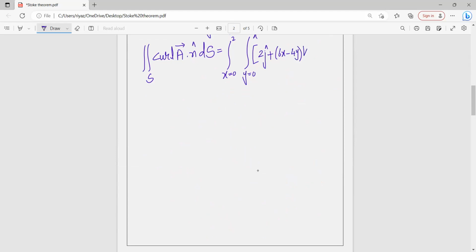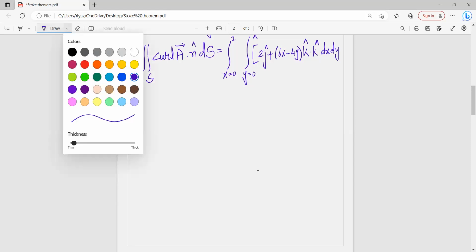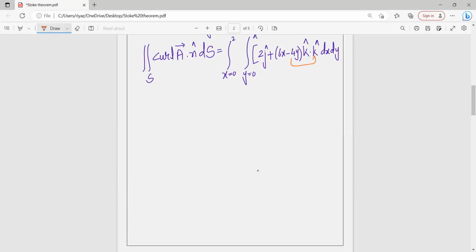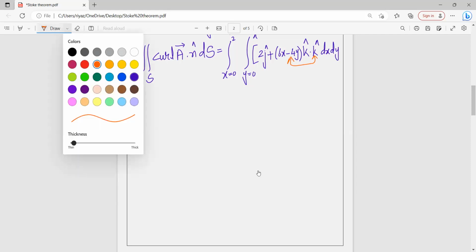K cap and dot n cap value is what? Already k cap we have taken, and ds value we also got, that is dx dy. So only this multiplication is possible here, no? K, this value will be multiplying this. The rest of the values become 0. K dot k is possible. What's the answer now? 6x minus 4y.